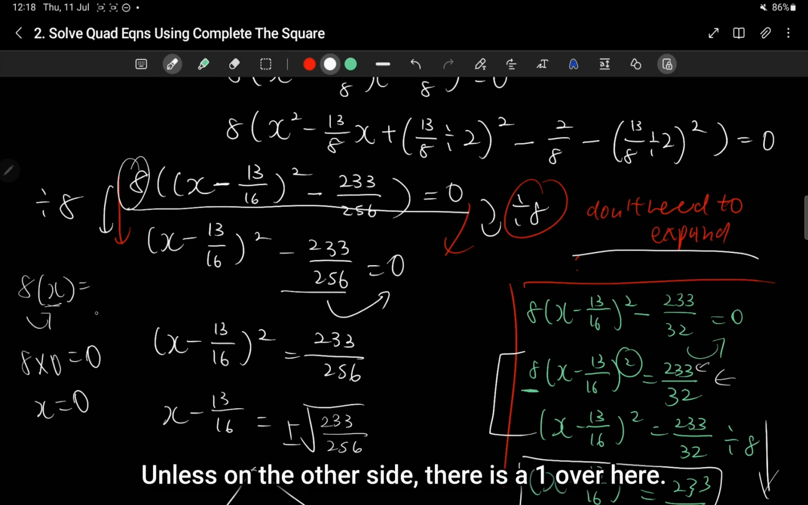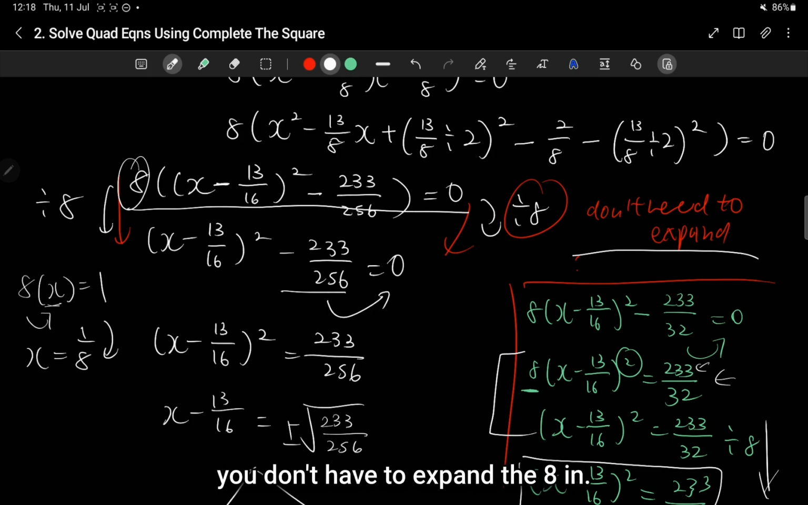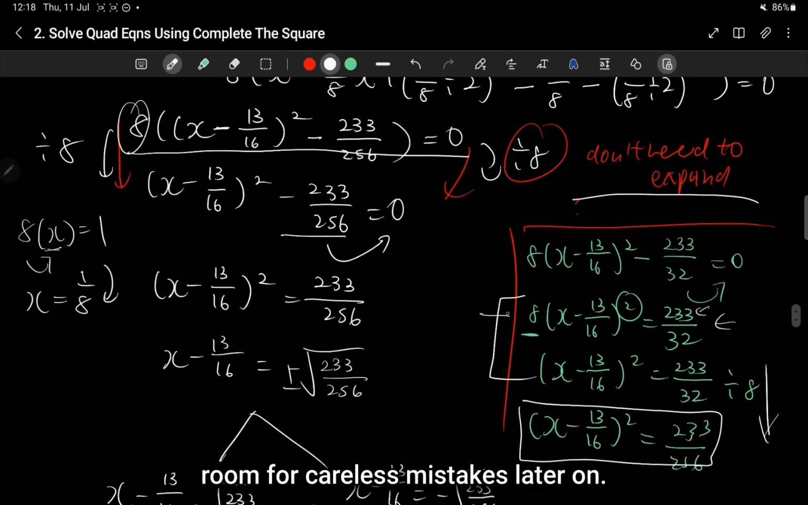Unless on the other side there is a 1 over here. Then okay, fair. You want to divide 8 on both sides first. But since on the other side it's 0, you don't have to expand the 8 in. But if you want to, you can go ahead, no one's stopping you. Right? It's just that you have more room for careless mistakes later on.